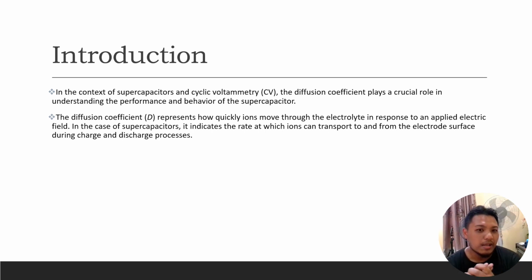In the case of supercapacitor, the diffusion coefficient, the letter D, indicates the rate at which ions can be transported to or from the electrode surface during the charging and discharging process. Those are the keywords of diffusion coefficient. We want to see the rate of reaction of the ions transported from the electrolyte or to the electrolyte, so it's vice versa during charging and discharging.